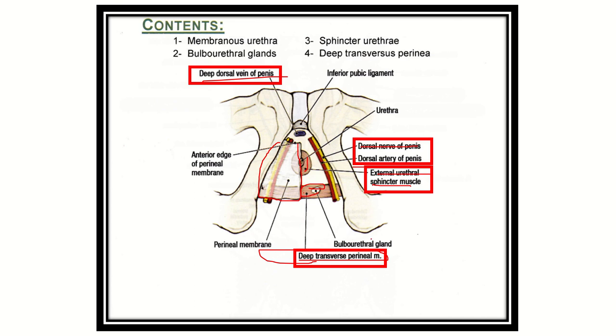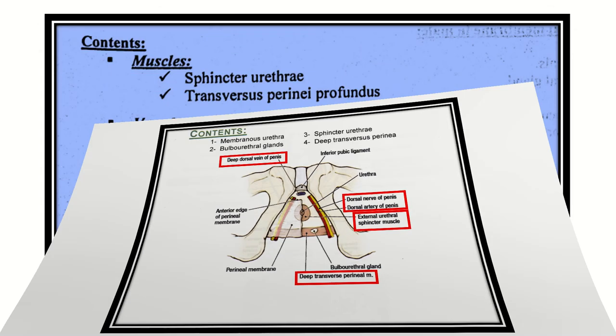So by watching this picture, we have to remember only one structure, which is the perineal membrane. We have to find the location of the perineal membrane, and after that it is very easy to identify all the structures located in the deep perineal pouch.